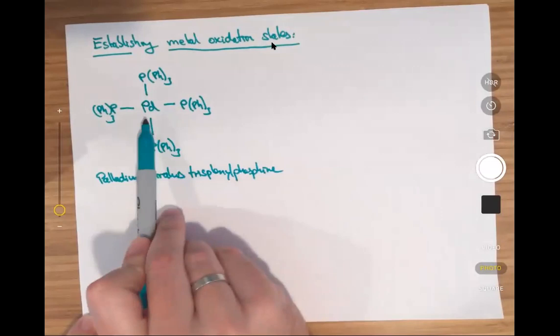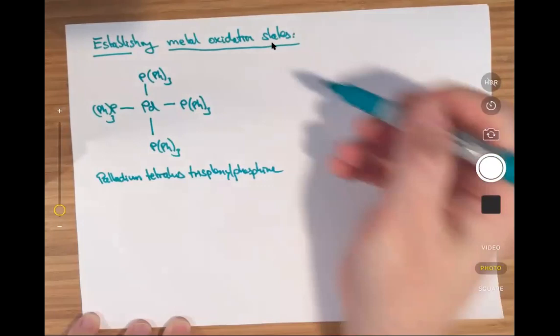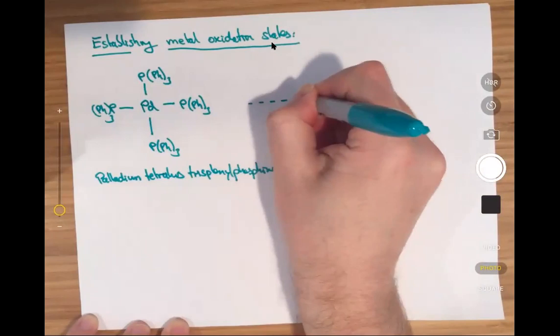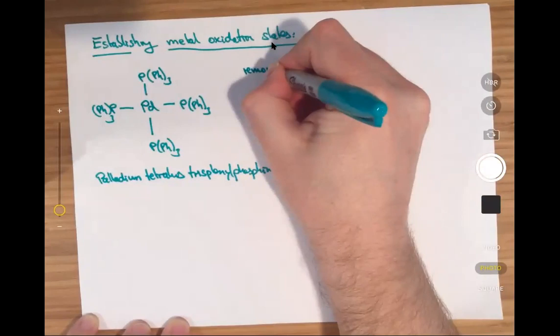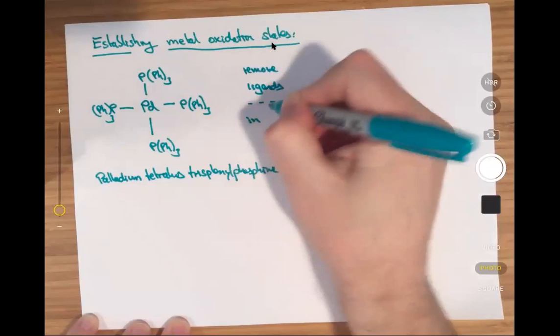by just imagining that you remove all the ligands from the metal in their most stable form. So I'm not going to draw this as a real reaction, because that's not realistic. This is kind of a thought experiment. So we're going to remove the ligands in most stable form.